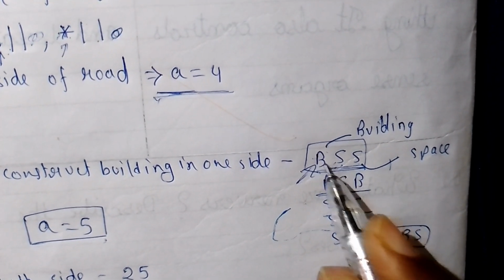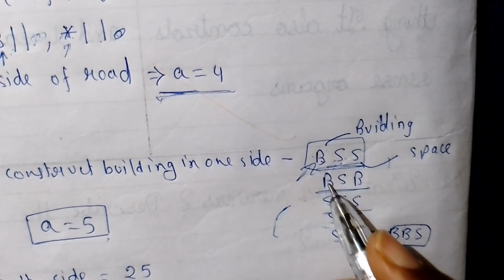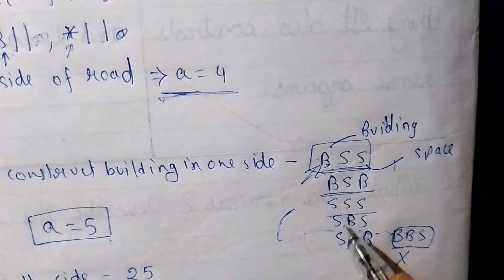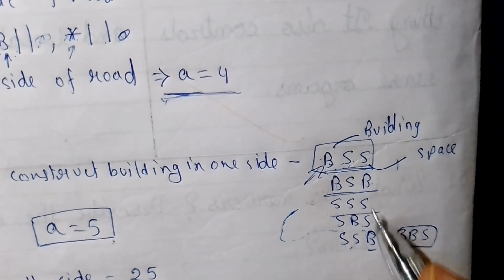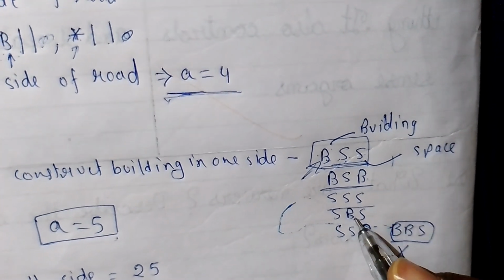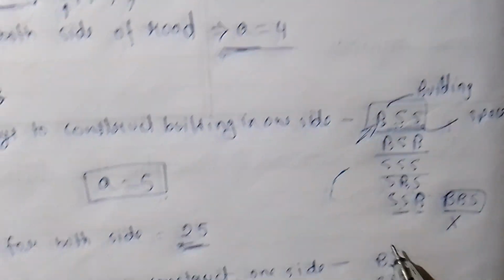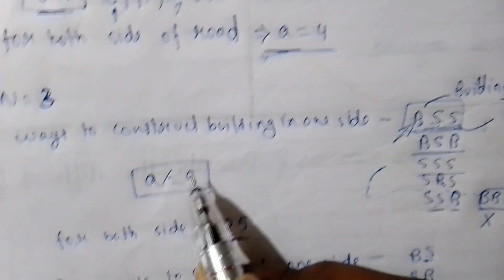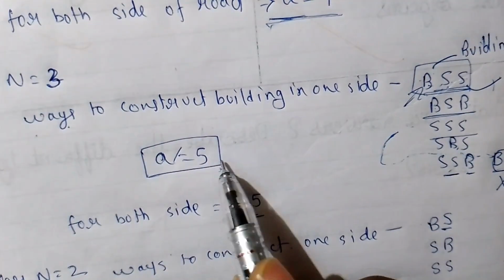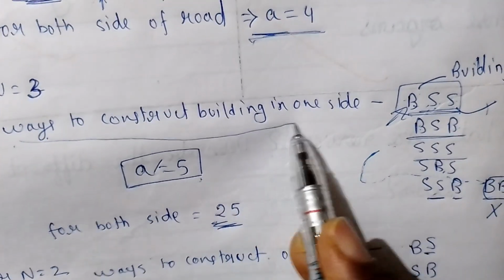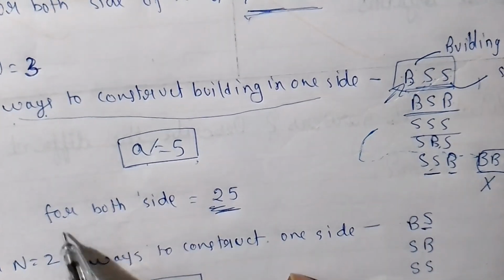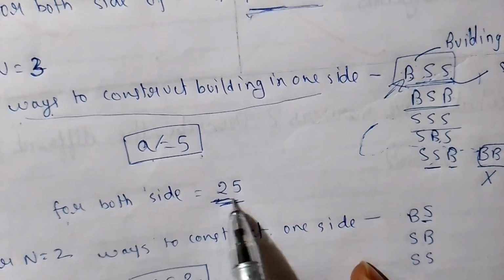So here you can see B space or B space B. In this combination the buildings are not consecutive. Spaces can be consecutive, as I told you. So for one side, the ways to construct buildings is a equals 4. For both sides, the answer is 25.